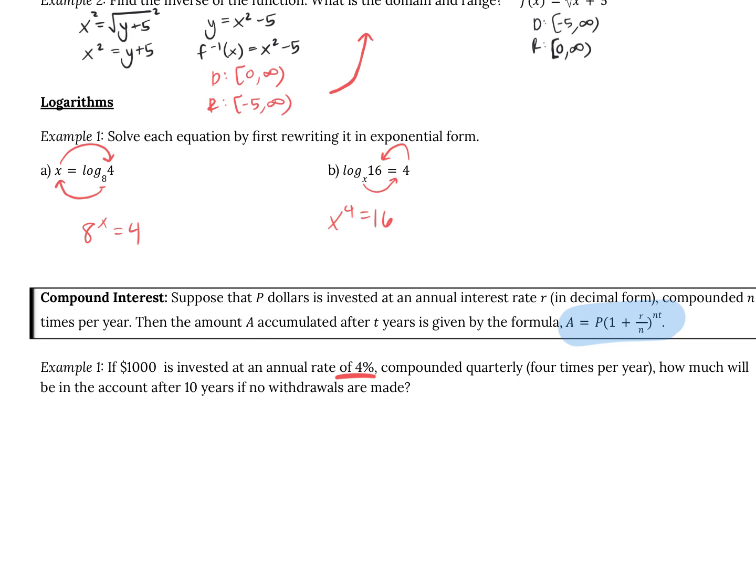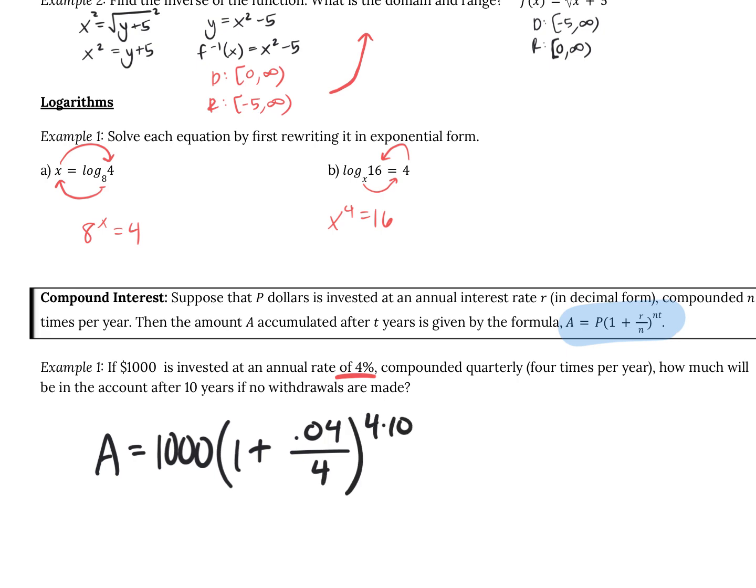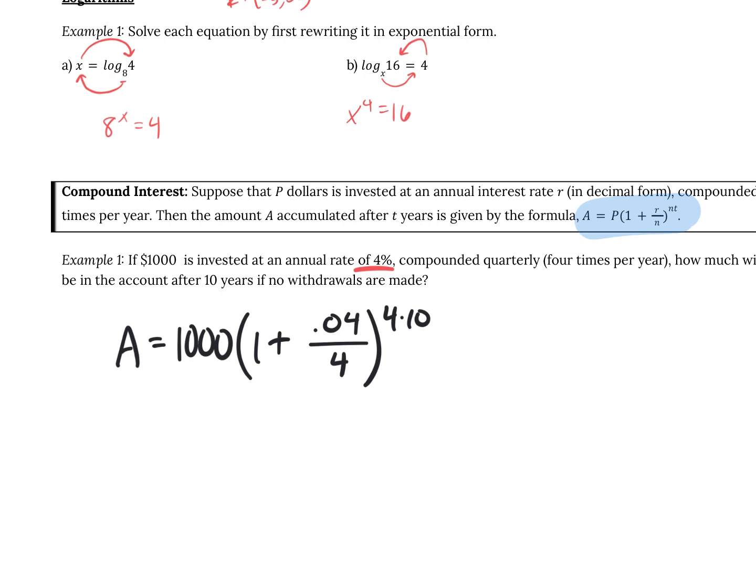So I'm trying to evaluate A, or the amount accumulated, and that's going to be equal to the amount I invested, or 1,000, times 1 plus my rate, divided by how many times it's compounded, quarterly, 4 times a year, to the power of 4 times 10. Okay, and if I plug that in my calculator, I end up getting 1,488.86.